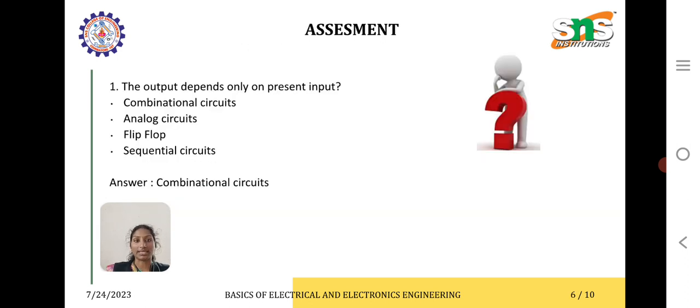So coming to the assessment: which circuit has an output that depends only on the present input? The answer is the combinational circuit, whereas in a sequential circuit, it depends on the output.